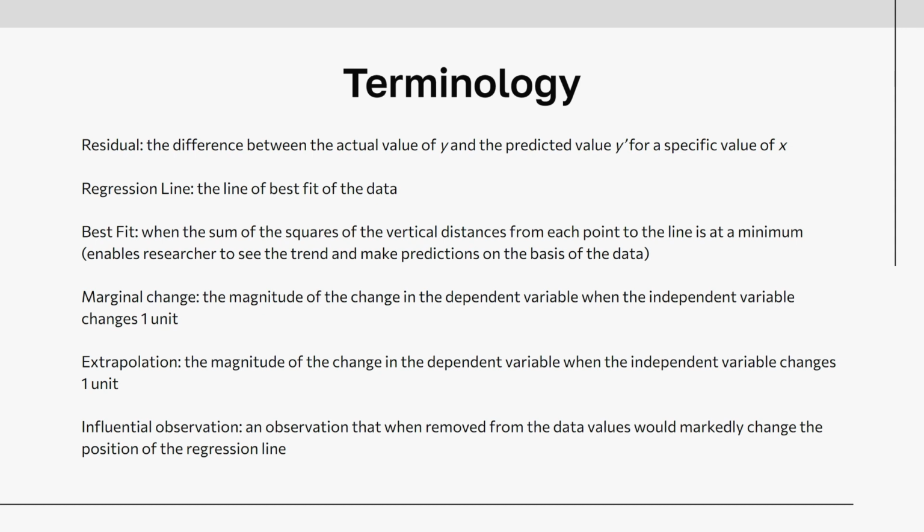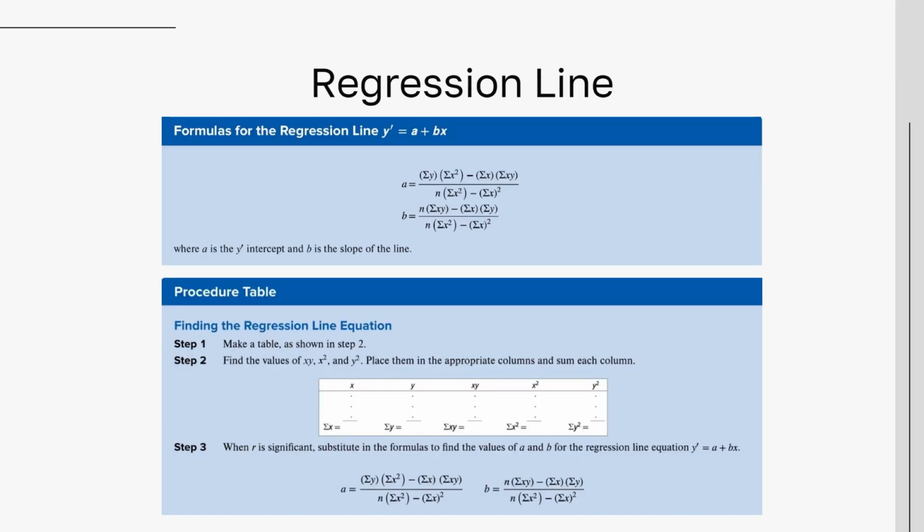Extrapolation is the magnitude of the change in the dependent variable when the independent variable changes 1 unit. An influential observation is an observation that when removed from the data values would markedly change the position of the regression line. And here is the formula for the regression line: y' equals a plus bx.